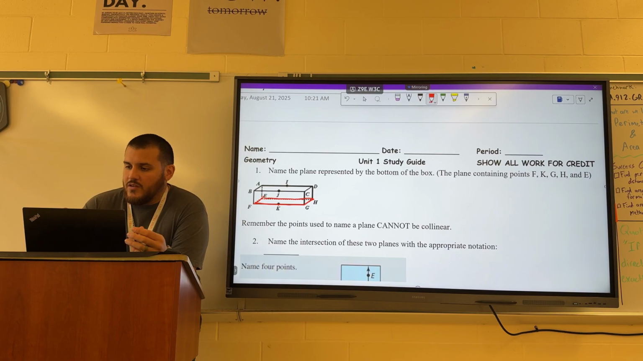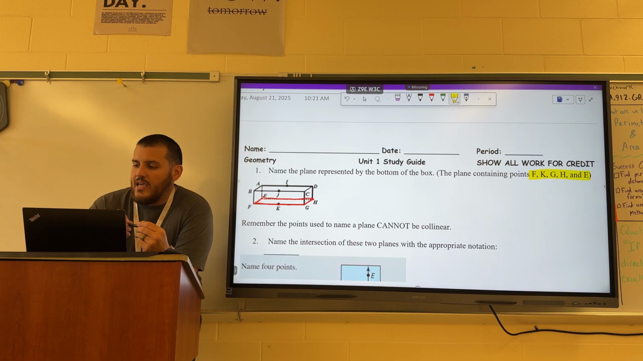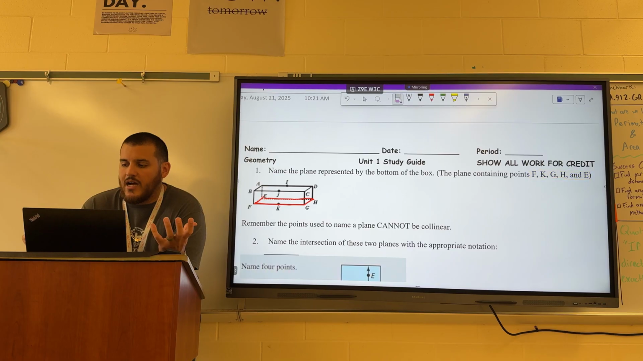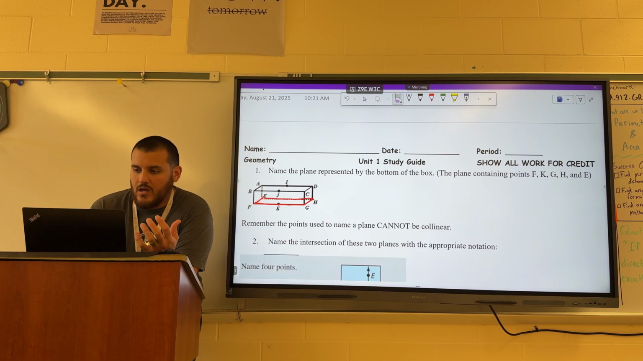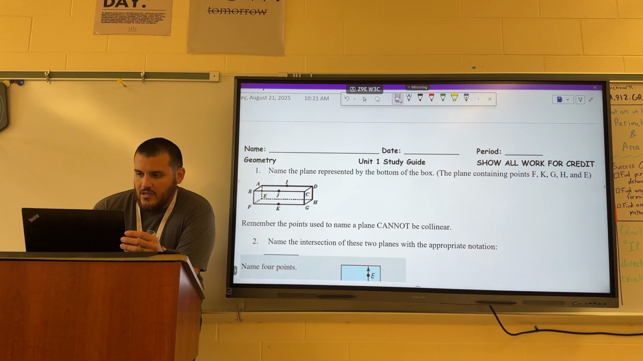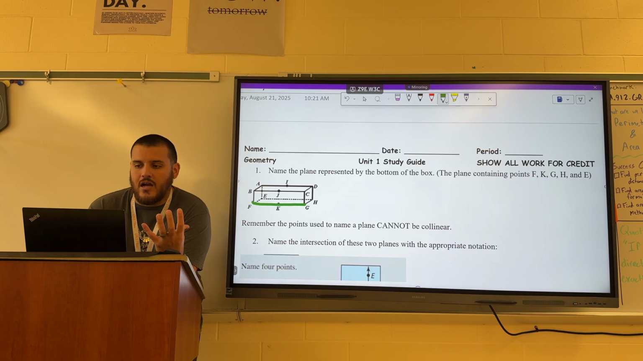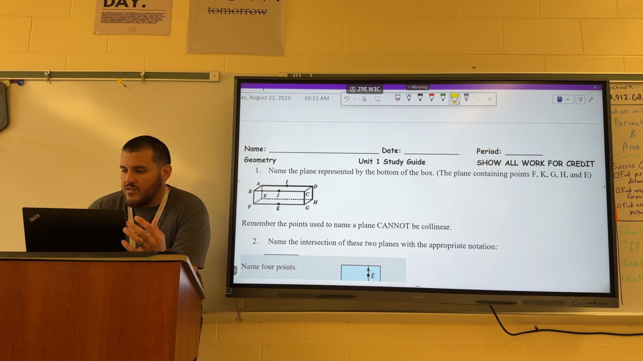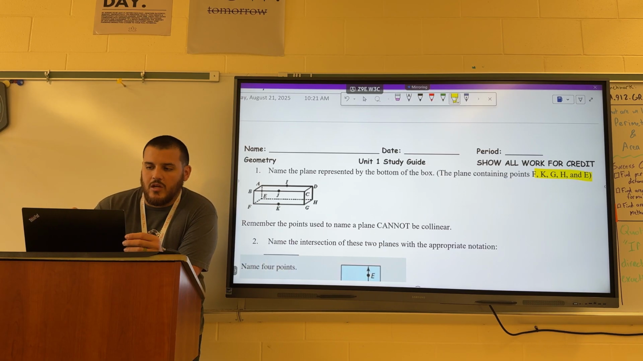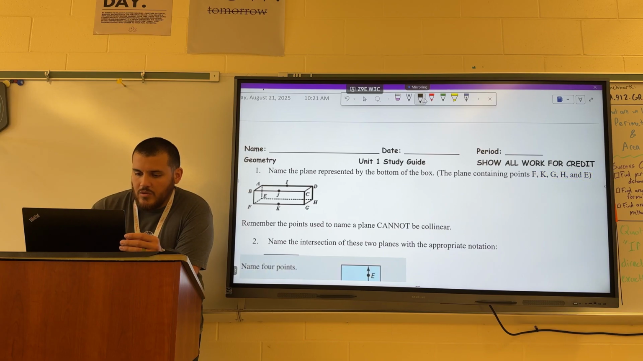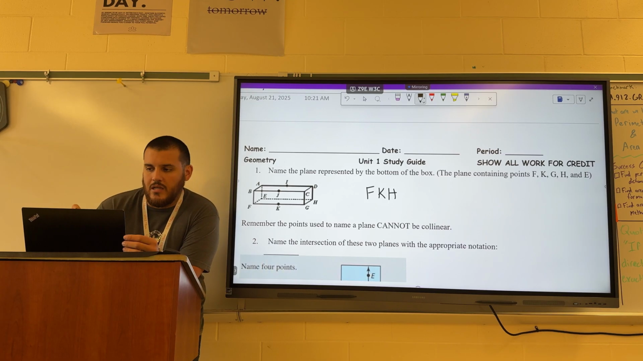So that means for this group of points that we have here, F, K, G, H, and E, the only combination of those that doesn't work is F, K, G, because F, K, and G are collinear points. So literally any other combination using 3 of these letters would be an appropriate name for this plane. An example of that could be F, K, H would be an appropriate name for the plane.